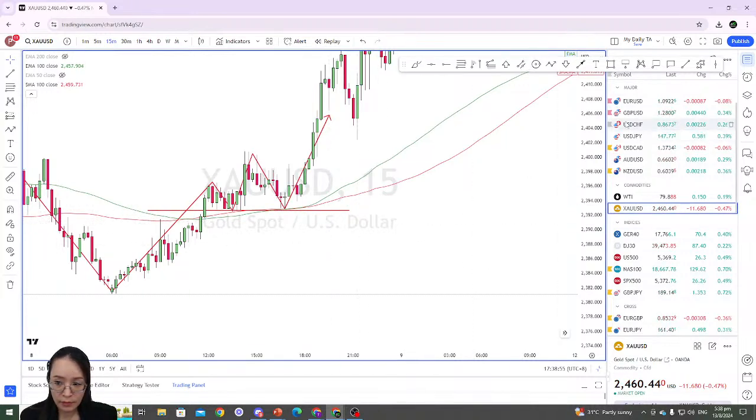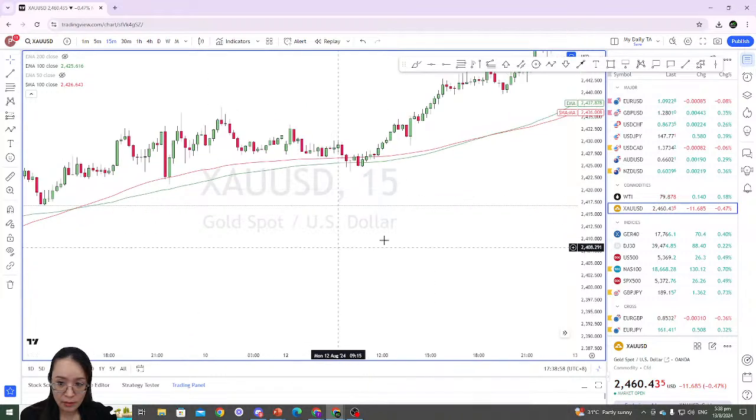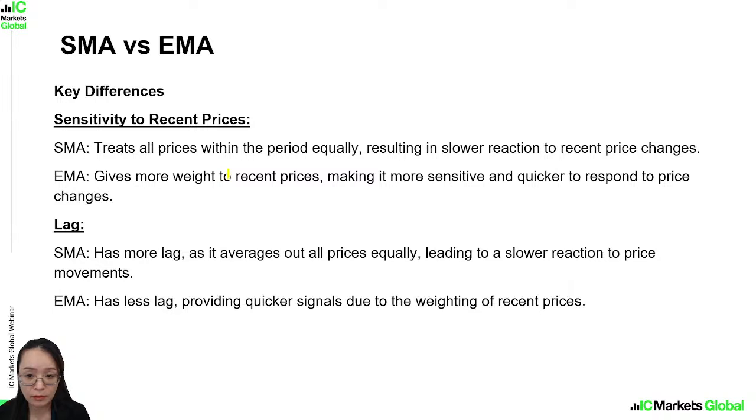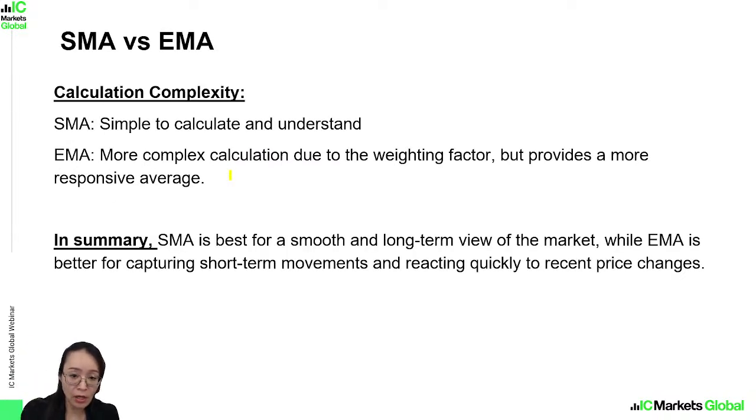This one, okay. You can try, but like I say, I prefer EMA rather than SMA. Okay, and the calculation complexity: SMA is simple to calculate and understand, but EMA is a more complex calculation due to the weighting factor, but provides a more responsive average. So in summary, SMA is best for a smooth and long-term view of the market, while EMA is better for capturing short-term movement and reacting quickly to recent price changes.